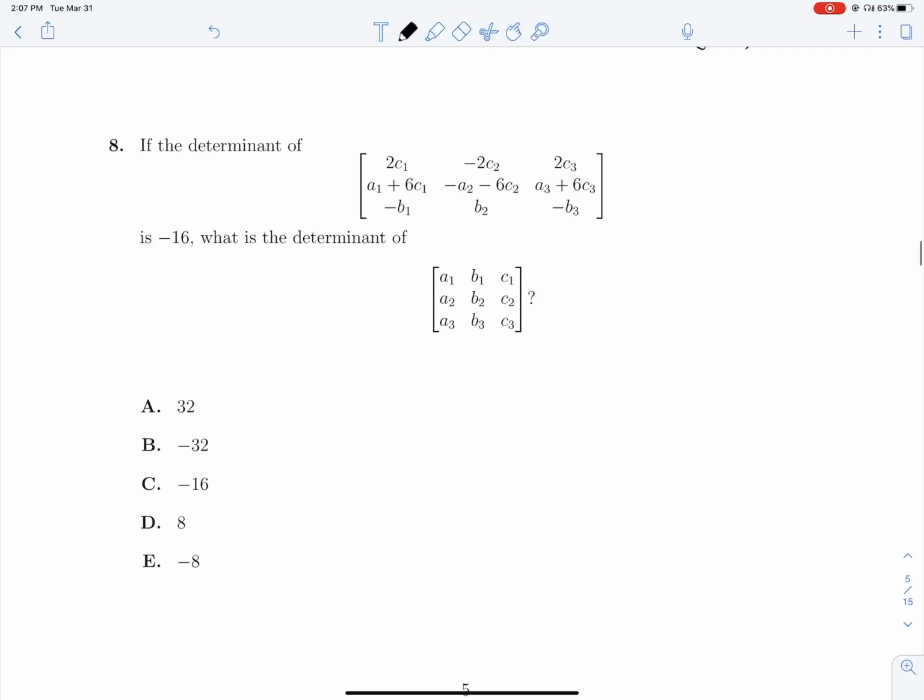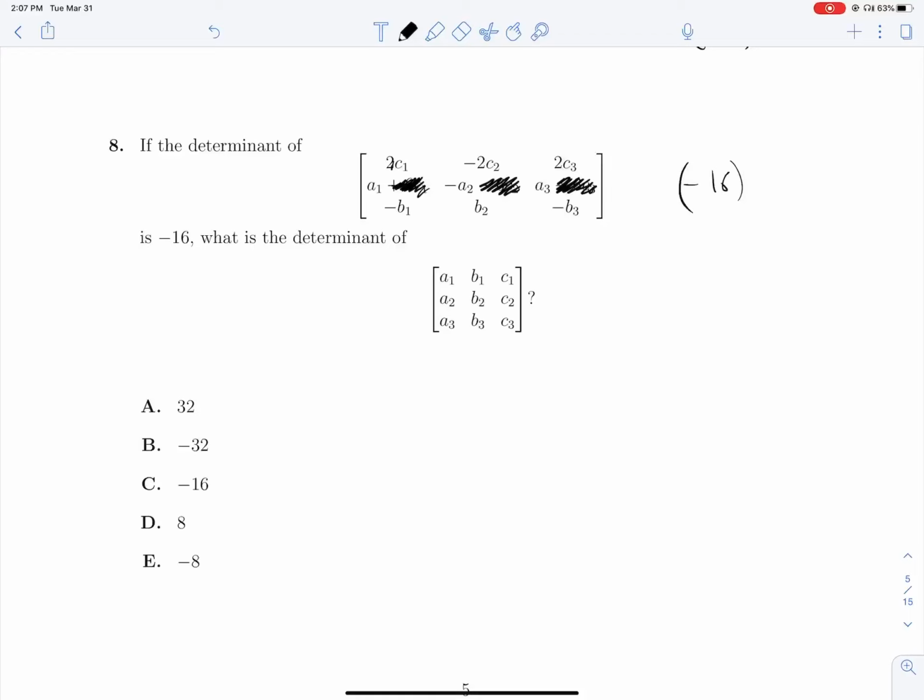So right off the bat, we know that adding a factor of a row to another row does absolutely nothing. So adding 6c here is no good. That will not change our determinant at all. So we can cross that off, and our determinant is still negative 16.